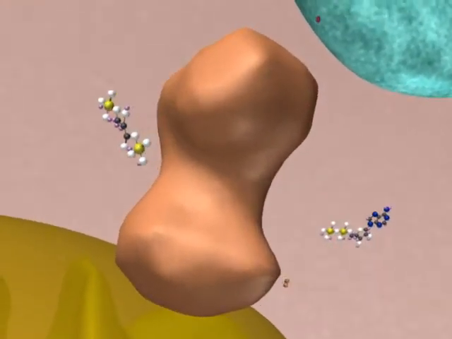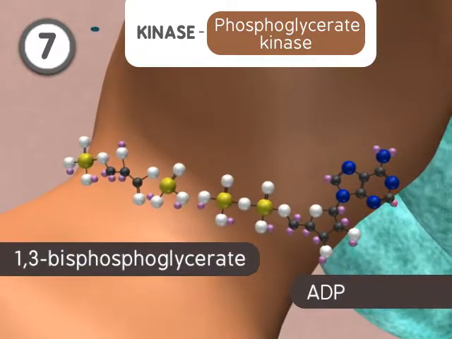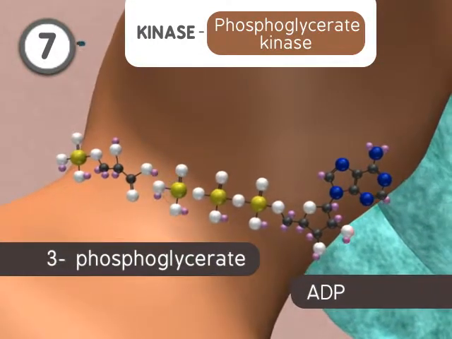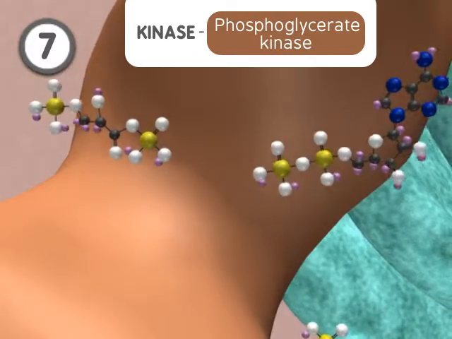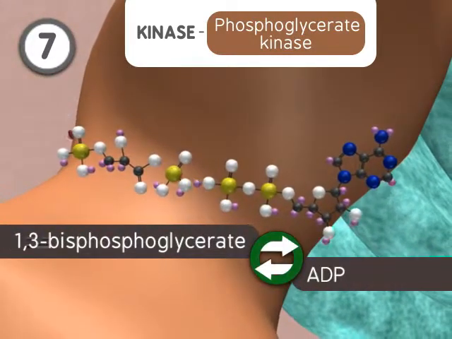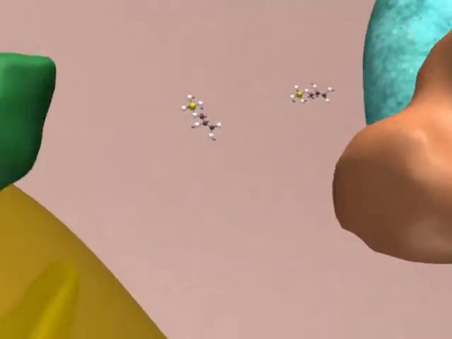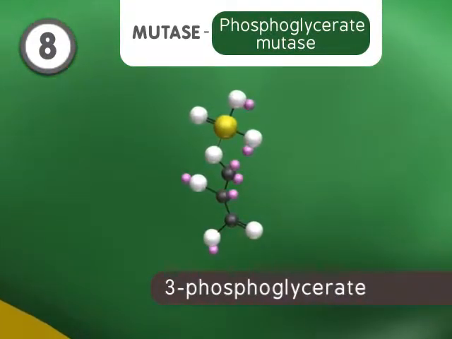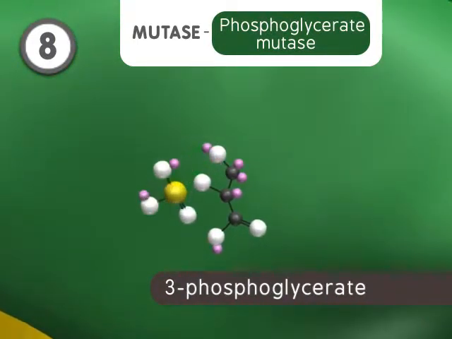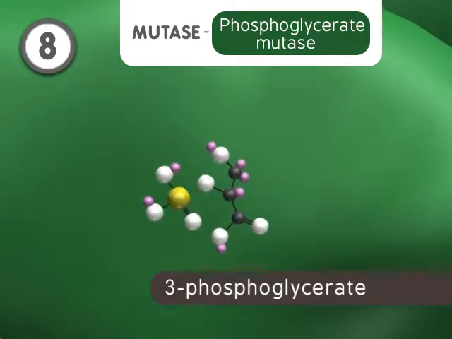In step 7, a kinase transfers a phosphate from 1,3-bisphosphoglycerate to ADP to form ATP and 3-phosphoglycerate. This step is reversible even though ATP is formed. The next step involves a mutase reaction that moves the phosphate on the 3rd carbon of 3-phosphoglycerate to the 2nd carbon position to form 2-phosphoglycerate.